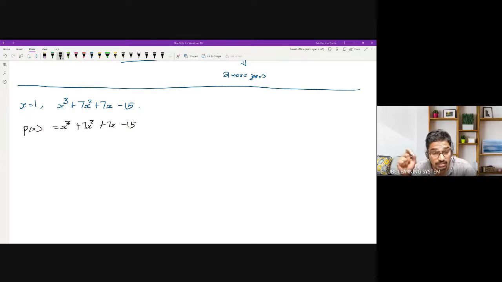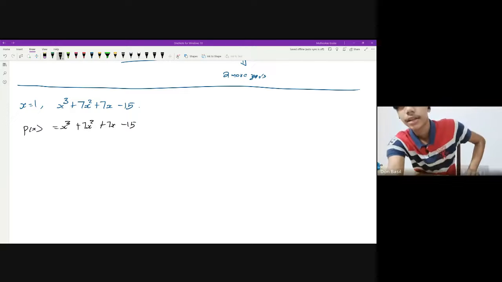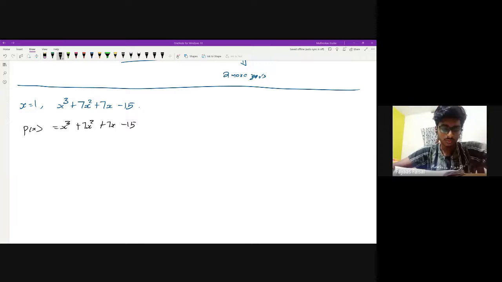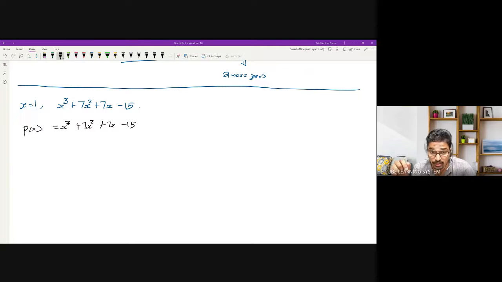And how many zeros are there for the polynomial? 3 zeros. And how many are provided? Only one is provided. So how many we should find out? 2 more we should find out. Is it clear, everyone? 2 more zeros should be calculated from the given question.